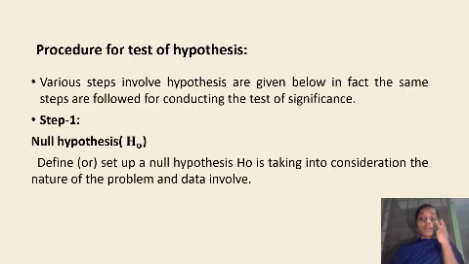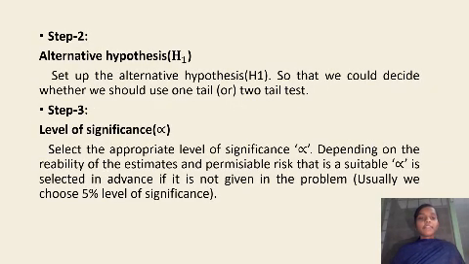Next, we are moving to the procedure of test of hypothesis. Various steps involved in hypothesis testing are given below. In fact, the same steps are followed for conducting the test of significance. Step 1, null hypothesis: define or set up a null hypothesis H0, taking into consideration the nature of the problem or data involved. Next, step 2, alternative hypothesis H1: set up the alternative hypothesis H1 so that we could decide whether we should use a one tail or two tail test. Step 3, level of significance, which is denoted by alpha.